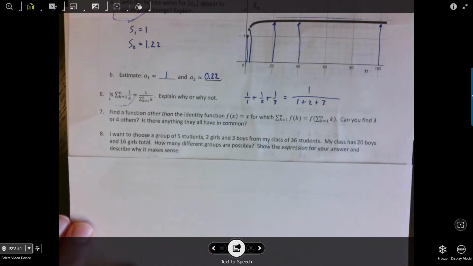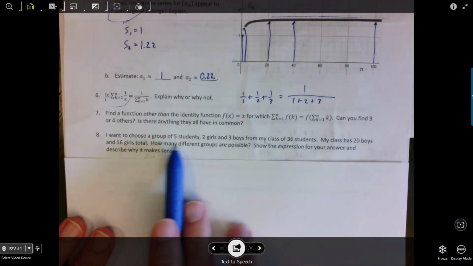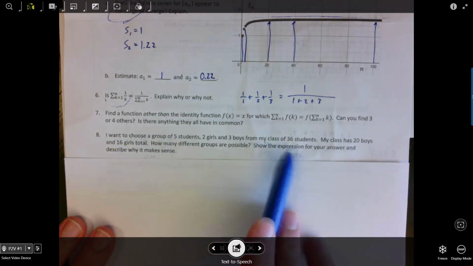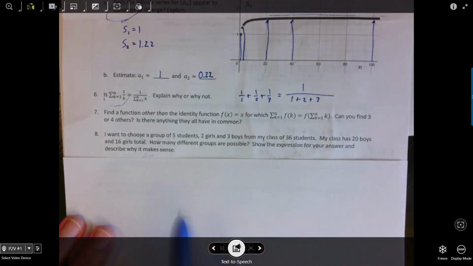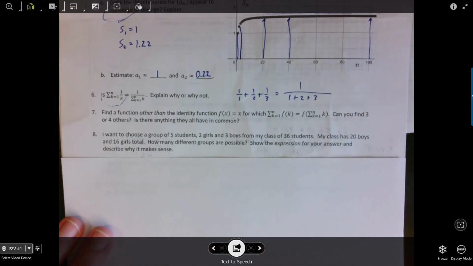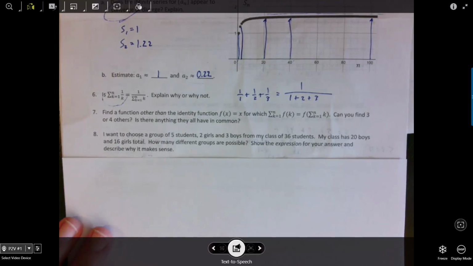Looks like we got some combinatorics problems here, so I'm going to choose a group of 5 students, 2 girls and 3 boys, from a class of 36. My class has 20 boys and 16 girls. How many different groups are possible? Okay, so if I'm selecting a group, it doesn't matter what order I choose the people in. All that matters is the people I end up with.